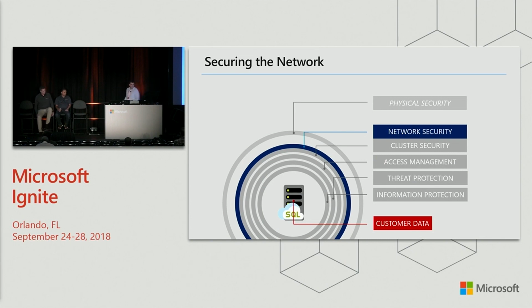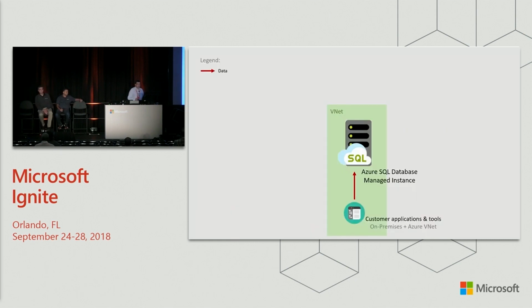So I will add a few words about network security and cluster security. And these two rings, what we often call the security onion, are very close together, because this is where our customers and we meet to provide additional security for the managed instance. That's a key differentiator from the security perspective between Azure SQL Database Managed Instance and Azure SQL Database Elastic Pools.